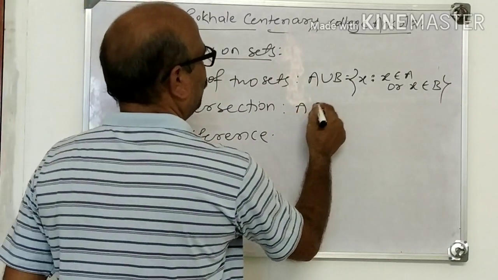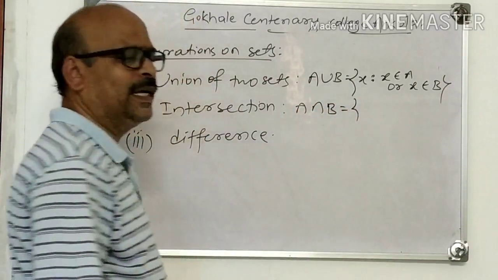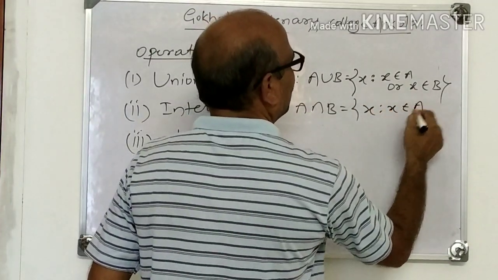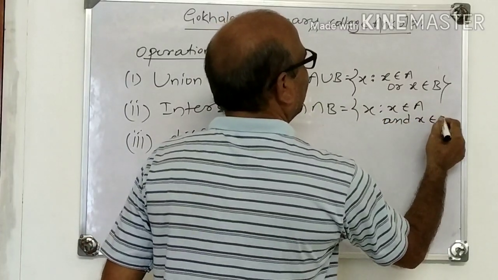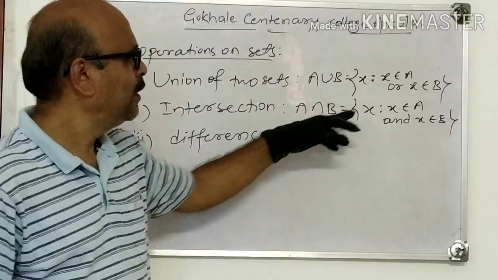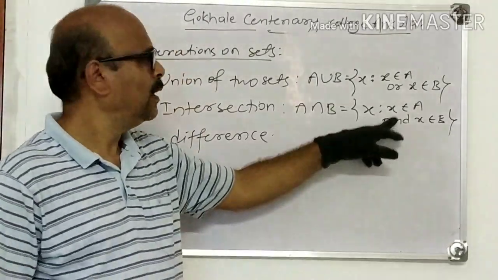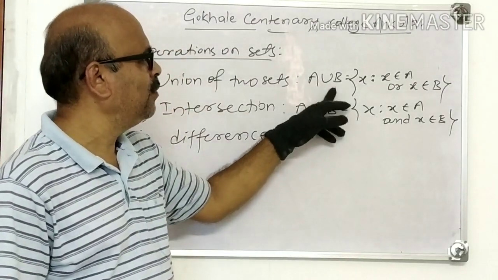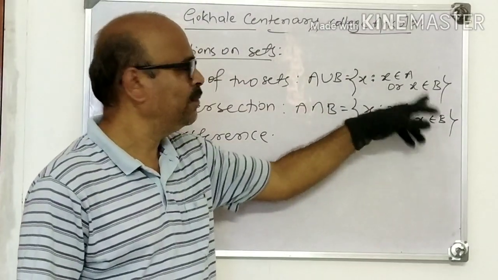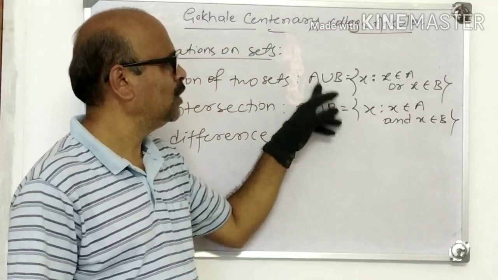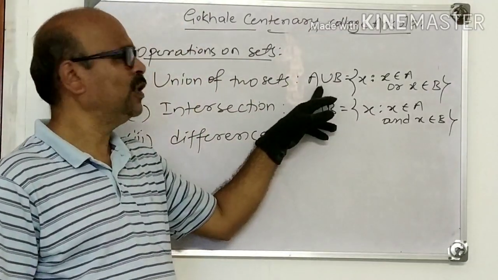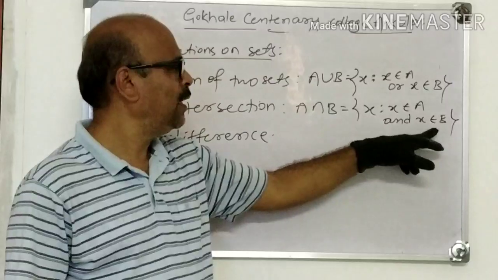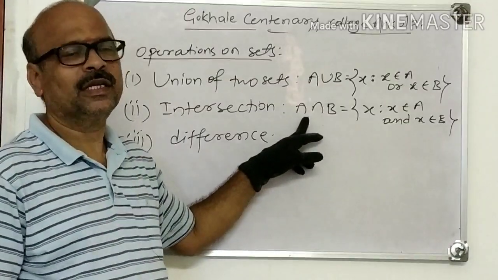What is intersection? It is denoted by this: A intersection B. A intersection B is set of all x such that x belongs to A and x belongs to B. Can you find any difference between this OR and AND? OR means x belongs to union of A and B if it belongs to at least A or B. If it is in A, then it belongs to union, or in B, then also it belongs to union. But in intersection, if it belongs to both A and B, then only it belongs to intersection.